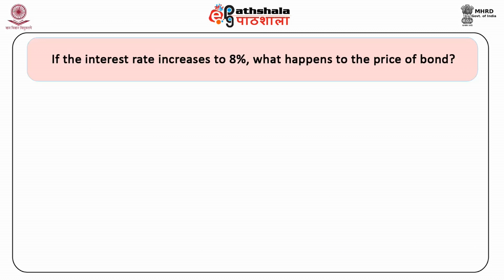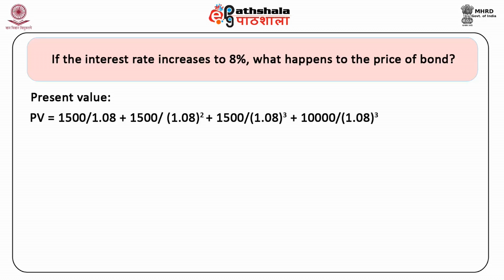If the interest rate increases to 8%, what happens to the price of bond? The present value becomes: present value is equal to 1500 divided by 1.08 plus 1500 divided by 1.08 to the power 2 plus 1500 divided by 1.08 to the power 3 plus 10,000 divided by 1.08 to the power 3.